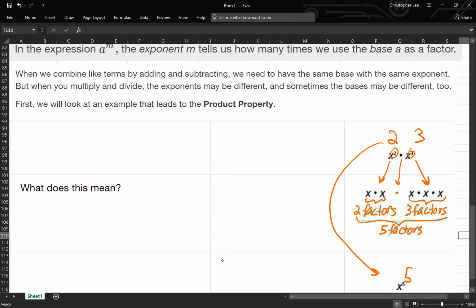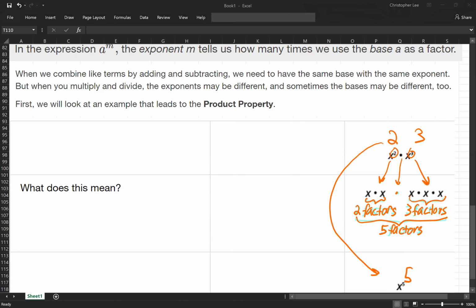It's the same base though. They all have the same x, same base. It's just the power that I'm playing with. You add the powers.